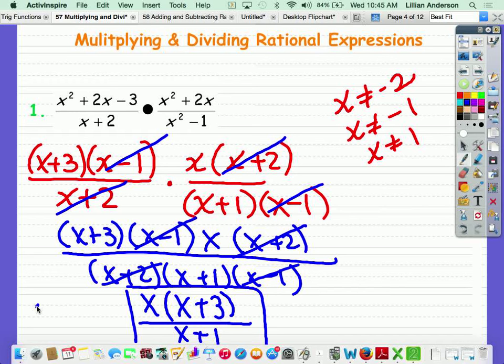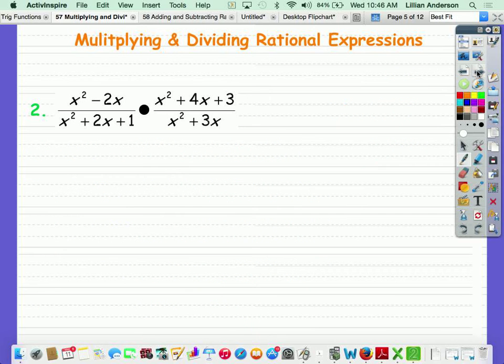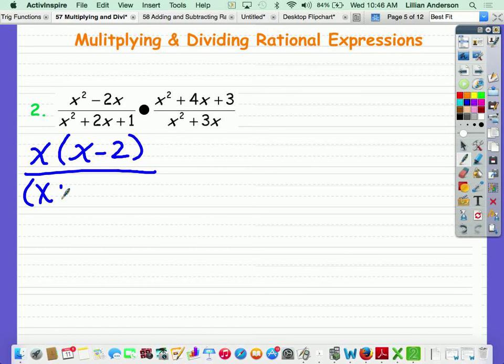Okay? Just that simple. Factor, state your restrictions, cancel. Look at the next one. Factor the top. It's x times x plus x minus 2. Greatest common factor there. It's x plus 1 and x plus 1. At the bottom, because I'm looking for two numbers that multiply to give me 1, add to give me 2. On the other side, it's x plus 3 and x plus 1.